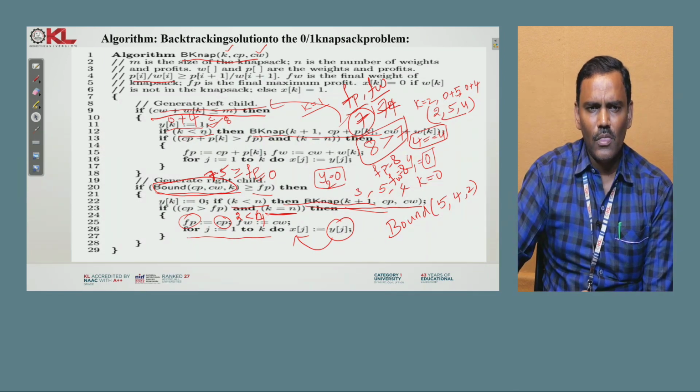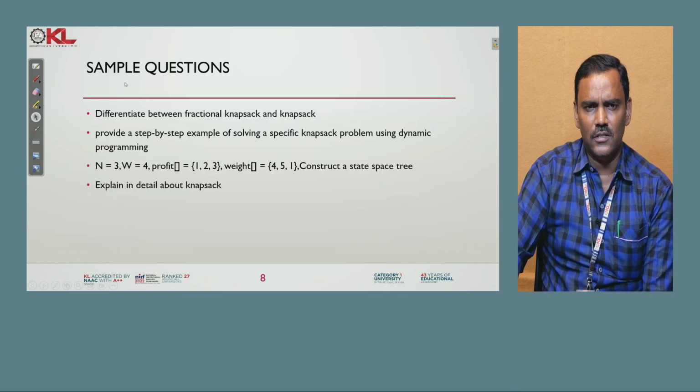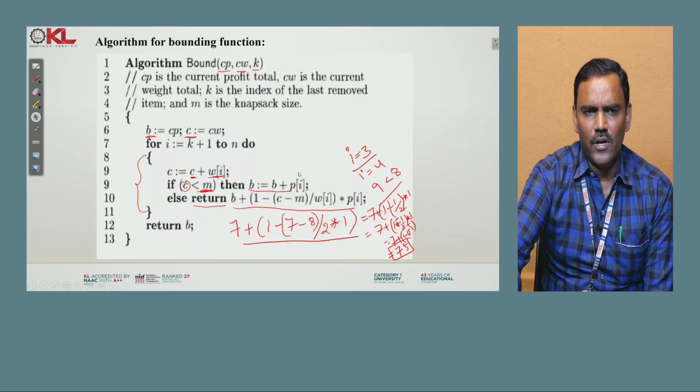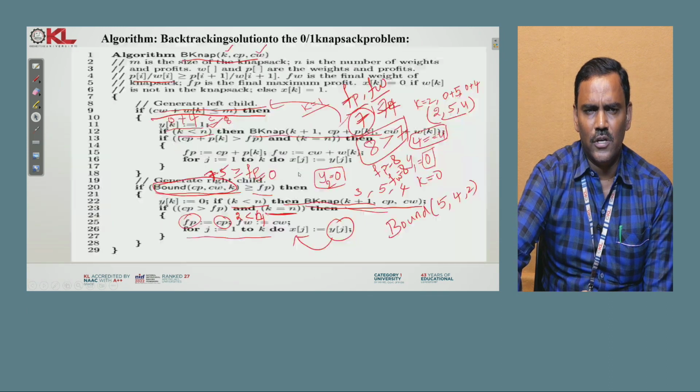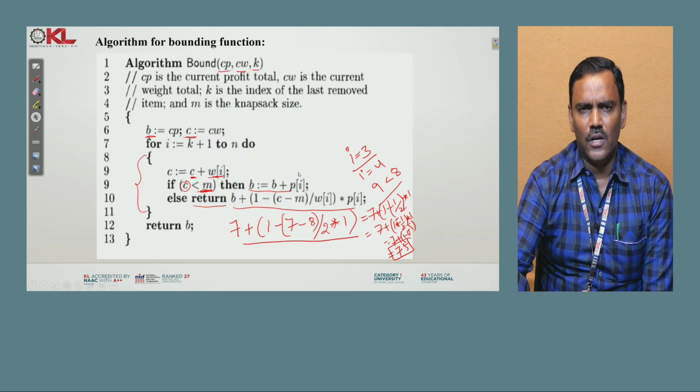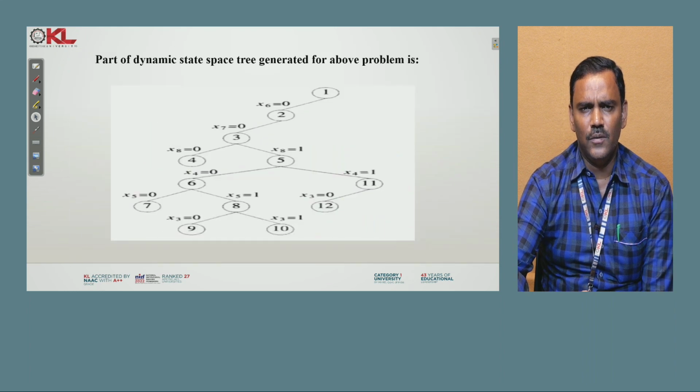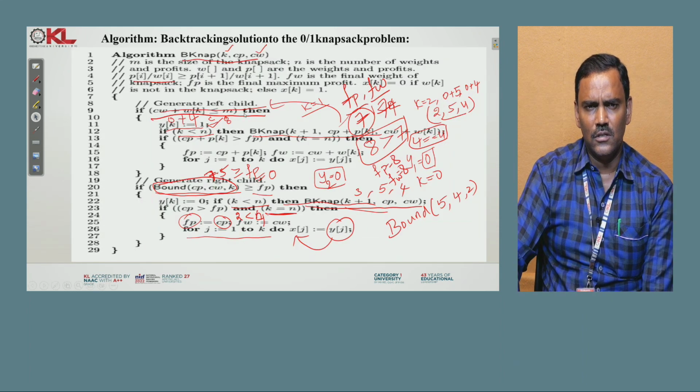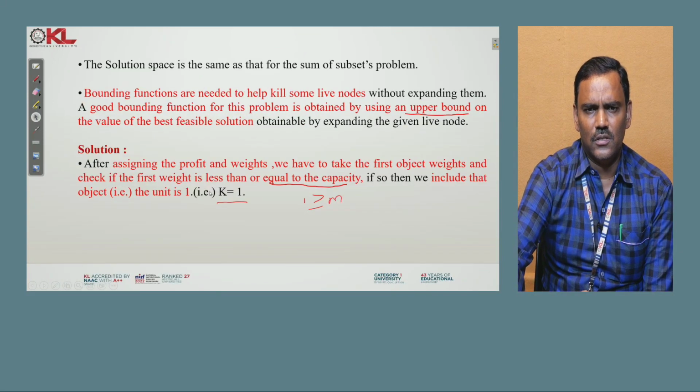This is the algorithm and this is the bound function, and finally this is the questions for you. Fractional knapsack, we have seen only the 0/1 knapsack, and this is an example for you to solve. Finally I want to conclude that whenever you are going to be generating a 0/1 knapsack, you have to generate a state space tree. Based upon that state space tree, you have to use this algorithm for generating the left and right children. To generate the right child, that is nothing but a backtracking process. You have to find the bound function. That is what we have discussed here.